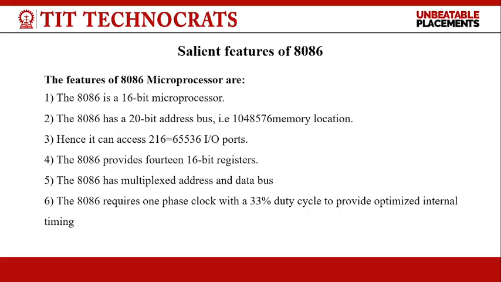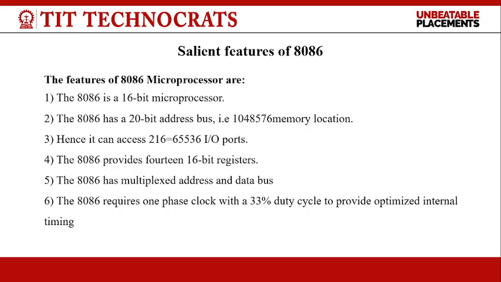Second, 8086 has a 20-bit address bus, so it can directly access 2 to the power 20, that is 10,48,576 memory locations. This is equal to 1 megabyte of memory, and each of these 1 megabyte of memory locations is a byte. Therefore, a 16-bit word is stored in 2 consecutive memory locations.